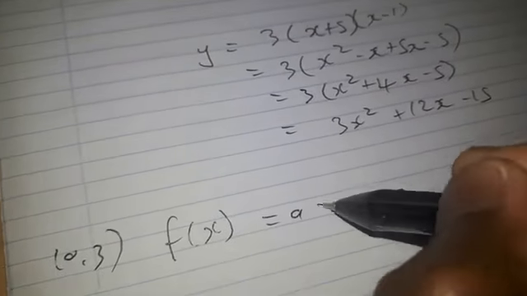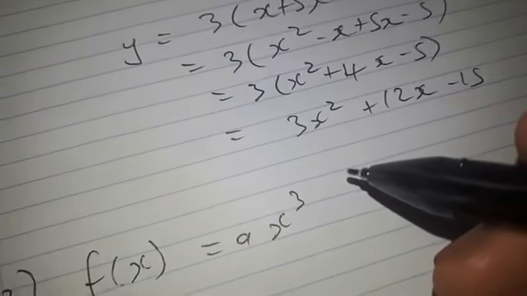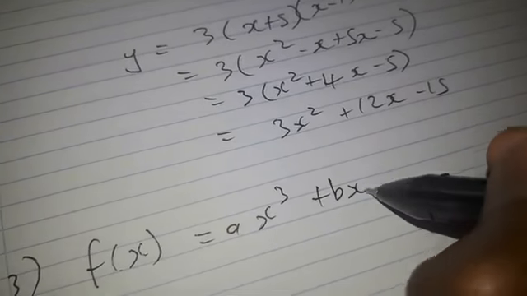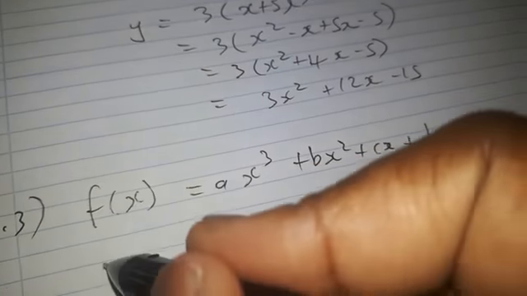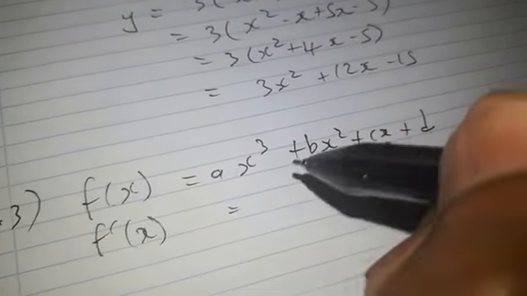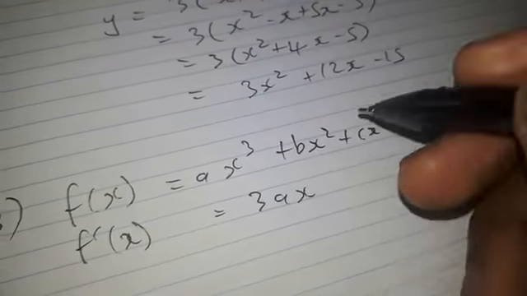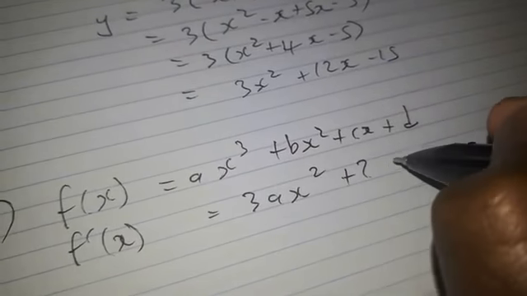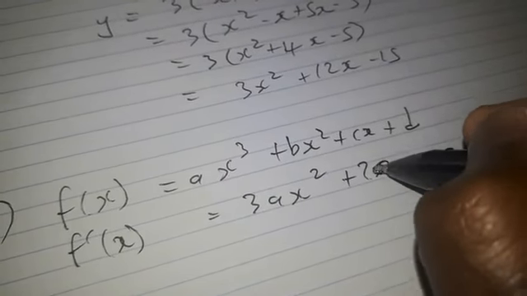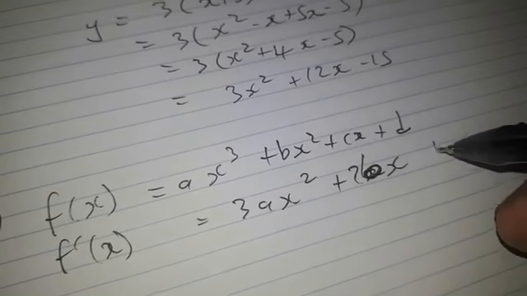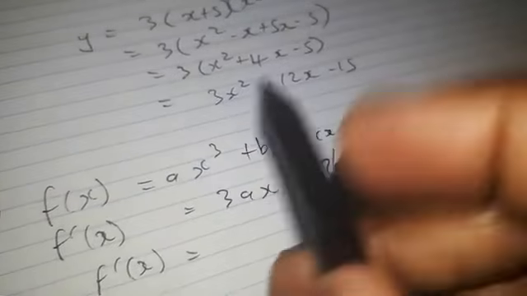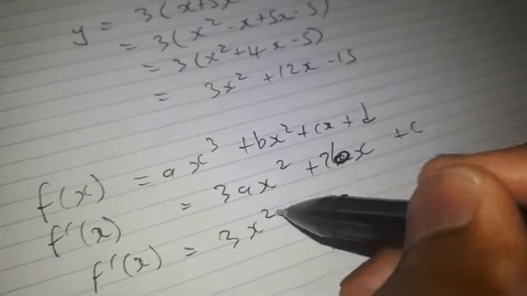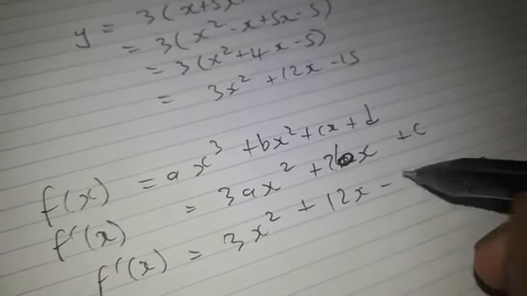The original graph looks like this: ax cubed plus bx squared plus cx plus d. Now the big issue is if you differentiate this equation, it is going to be 3ax squared plus 2bx, and then plus c. Now we already know that the first derivative is this thing here, 3x squared plus 12x minus 15.